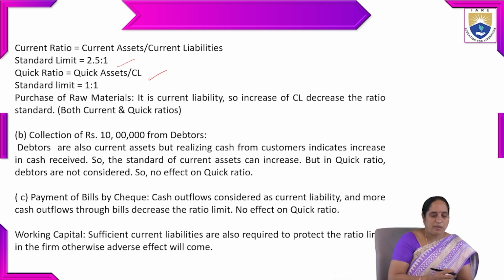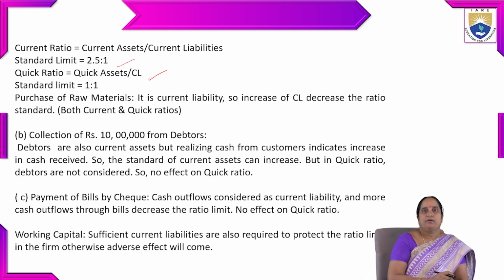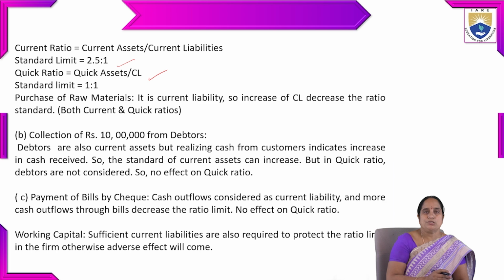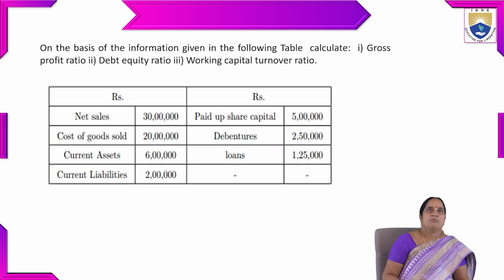Then third one is payment of bills by check. Cash outflows considered as current liability and more cash outflows through bills decrease the ratio limit. So as a result, there is no effect on quick ratio. Then coming to the working capital, sufficient current liabilities are also required to protect the ratio limit in the firm. Otherwise, adverse effect will come.